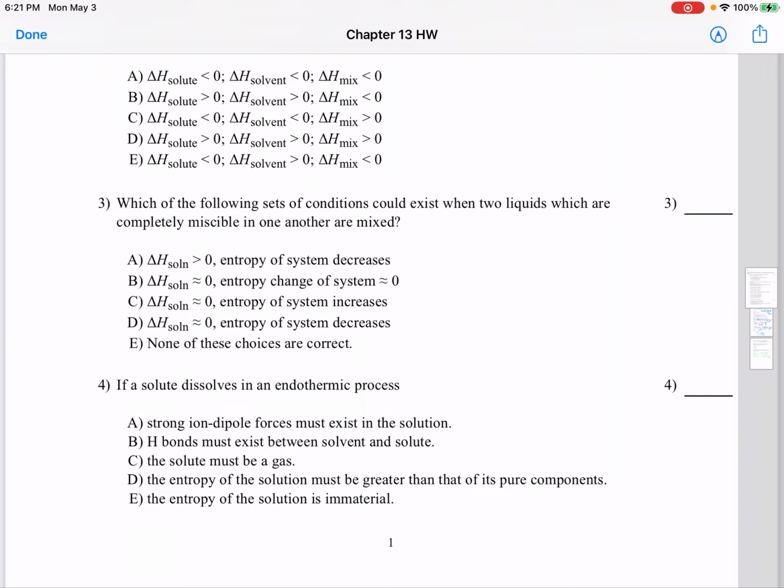And the entropy of the system will increase because now the solvent particles, since they are mixing with each other, have more degrees of freedom of movement. Okay, so choose the one that says delta H solution almost 0 and the entropy of the system increases.